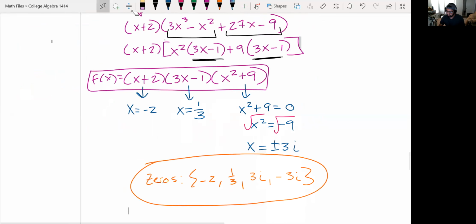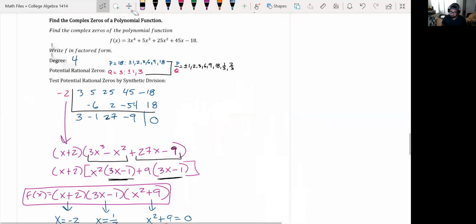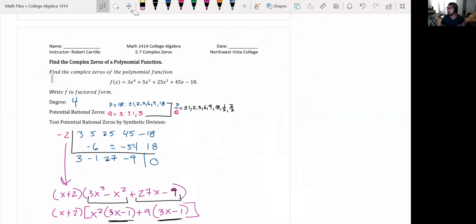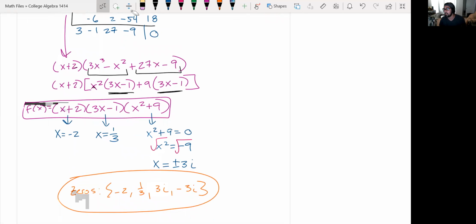And once again, we have 4 zeros, and the degree was 4. So 2 of them were real, 2 of them were imaginary. And that's what we're looking for today, are the complex zeros. So actually, maybe if you just wanted the complex ones, you would just put 3i and -3i as your answer. Okay.